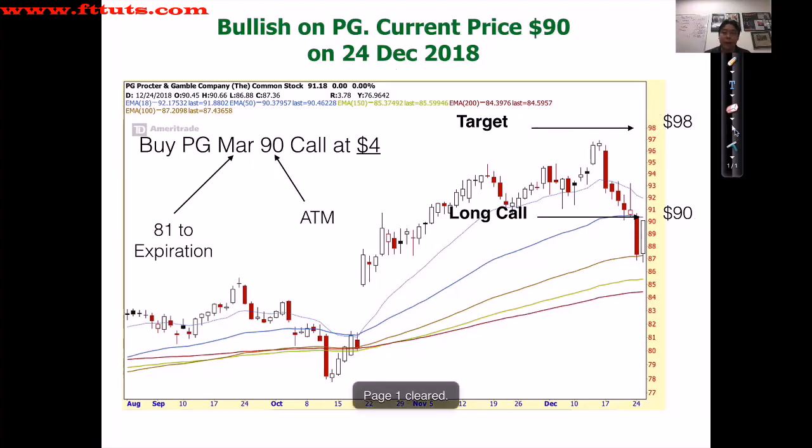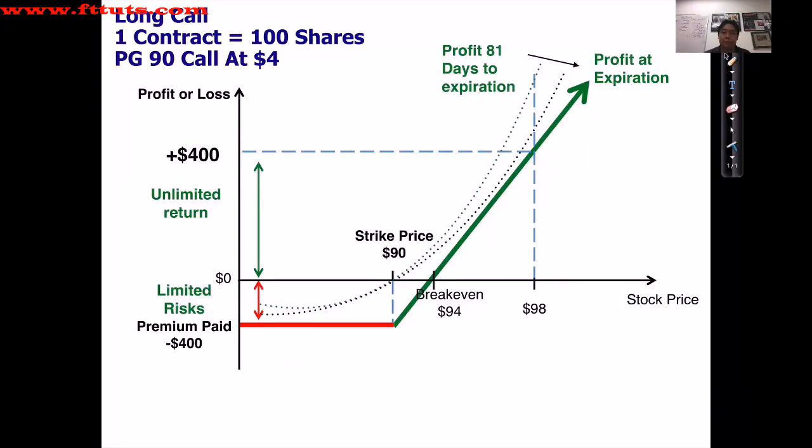So based on this scenario, we buy the PNG March 90 calls. If you check the option chain, you would see that it is selling at $4. So $4 would be the option premium or price that we pay to buy this call option. Imagine we buy one contract of this call option, so that gives us control of 100 shares. In this case, what would our risk to return graph look like?